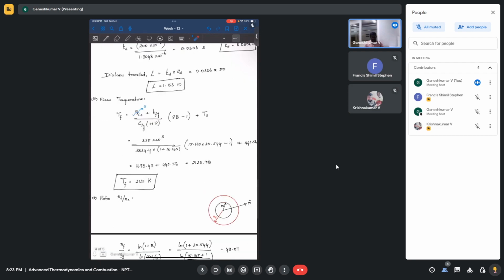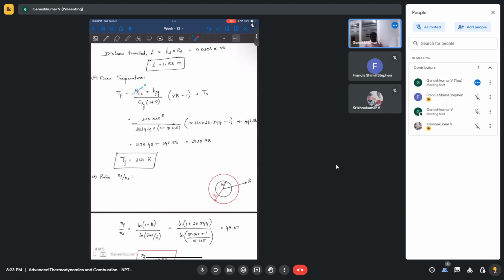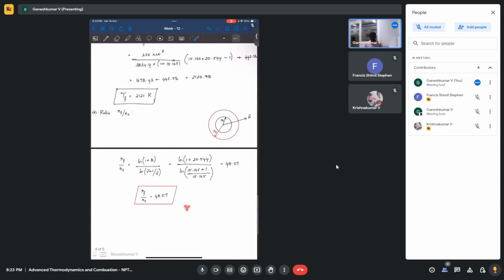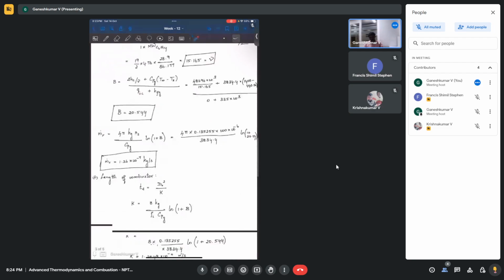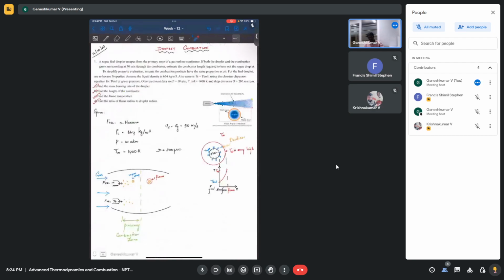And later we also calculated the flame temperature, whose relation is also given in the lecture, and we merely substituted all the values which we already found for the other questions, and we got the flame temperature and the flame radius to droplet radius ratio. So that is what we did.